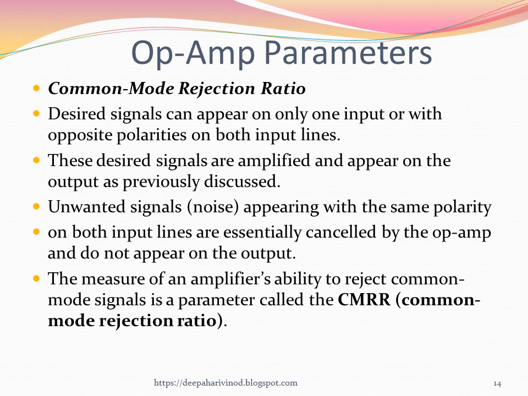CMRR is a figure of merit of an op-amp. The higher the ratio, the better is the matching between the two input terminals, and the smaller is the output common mode voltage.